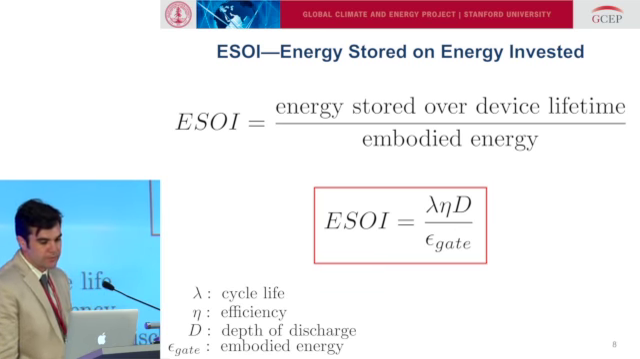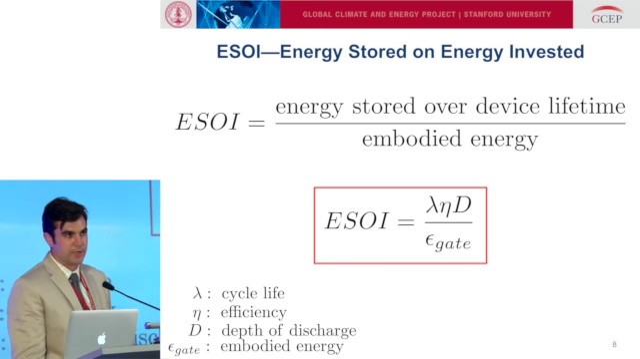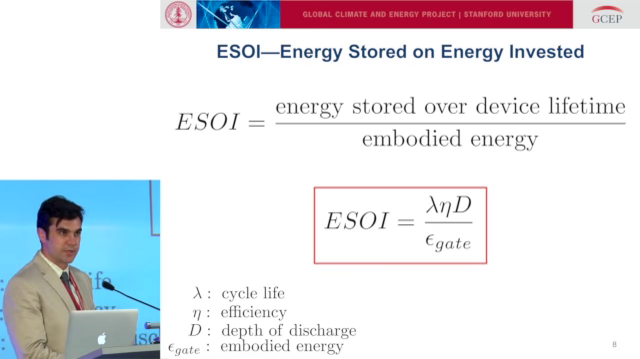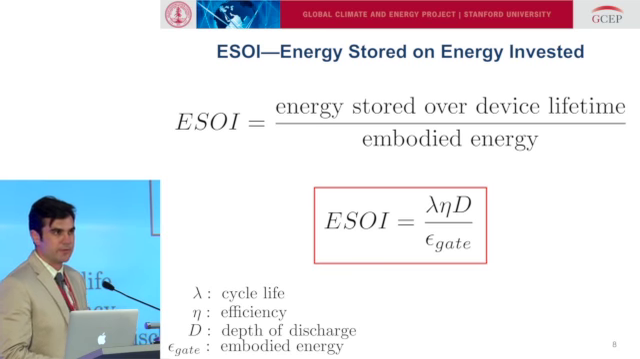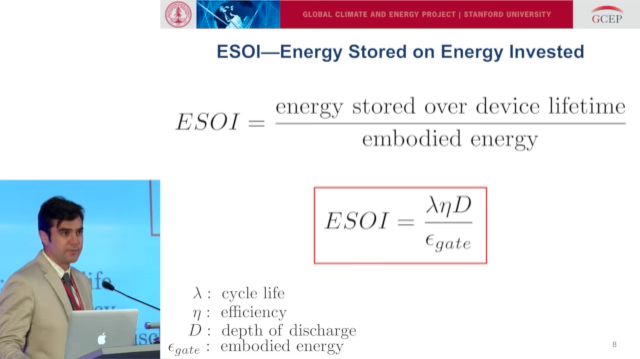It's 4 variables. So the energy stored is comprised of the total number of charge-discharge cycles, that's the cycle life lambda, and then this total energy storage will be mitigated by inefficiencies, and so we multiply that term by the efficiency eta. And then some battery technologies can only be discharged to certain depths, otherwise irreversible chemical reactions occur, physically disrupting the battery and greatly limiting its cycle life. So this total energy storage, again, is divided by the embodied energy of the cell.